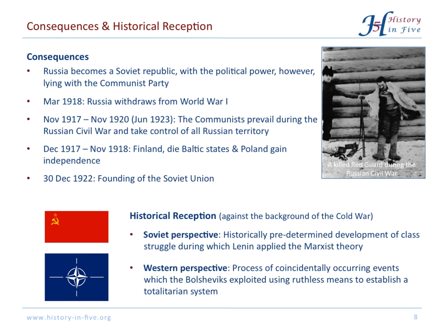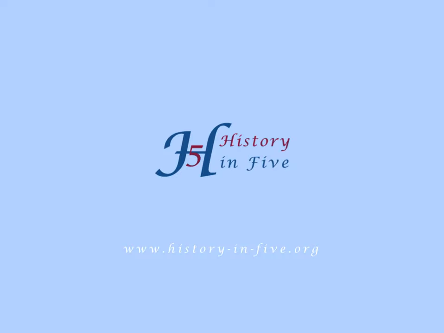How was the October Revolution seen? There are two perspectives. This you have to understand against the background of the Cold War. The Soviets said all the events were predetermined by Marxist theory, and Lenin just applied this theory. The Western perspective, of course, is quite different. The Western perspective is there were few coincidences. The Bolsheviks just exploited these by using ruthless means and establishing a totalitarian system. That was the October Revolution of 1917.